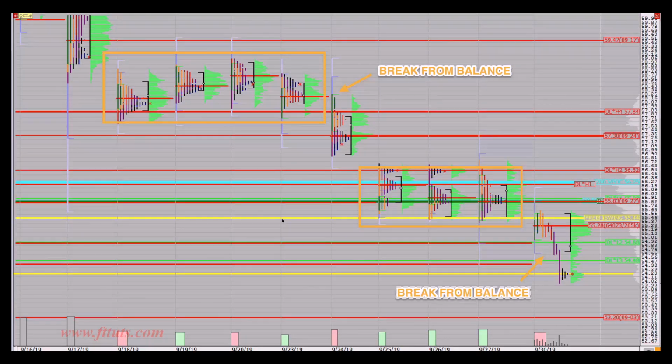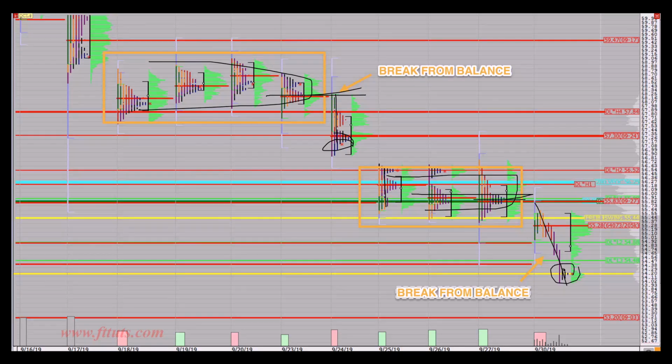Okay, here's a number of cascading breaks from balance. And note how in every sense, there's a most traded price right in the middle here. Here's the break, closes outside. Then it moves lower, several days of overlap, builds a new balance area. Here's a break, closes outside.